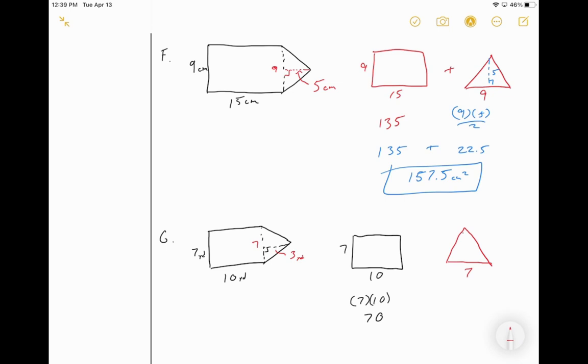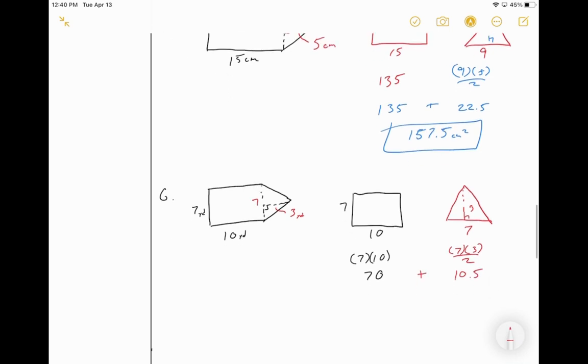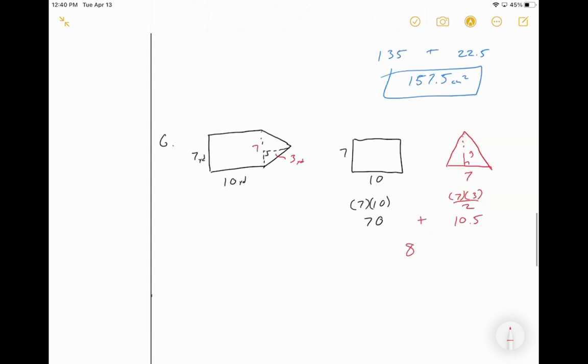And the height of the triangle is 3. So 7 times 3 divided by 2, which is 10.5. And when you add those together, you end up with 80.5.